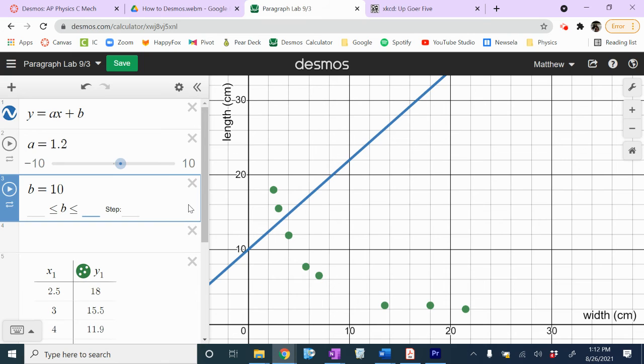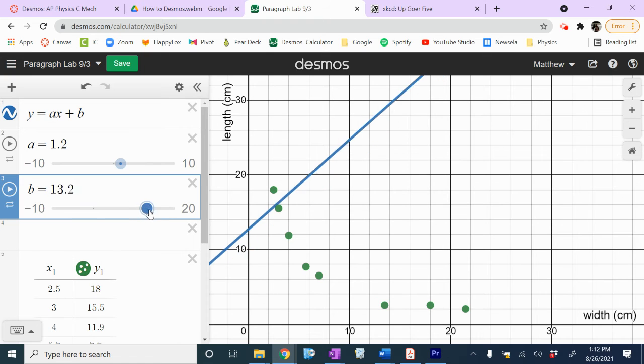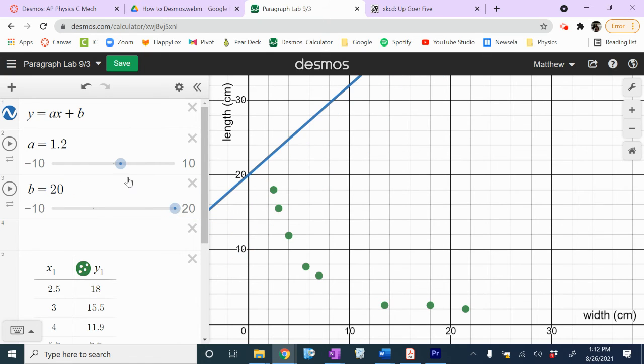So maybe I decide to go, well, it doesn't go high enough. So I could change this to 20. Now I can slider it all the way up to 20, and maybe this needs to be negative. Okay? So there we go. I got it, right? Well, the TV didn't like it.